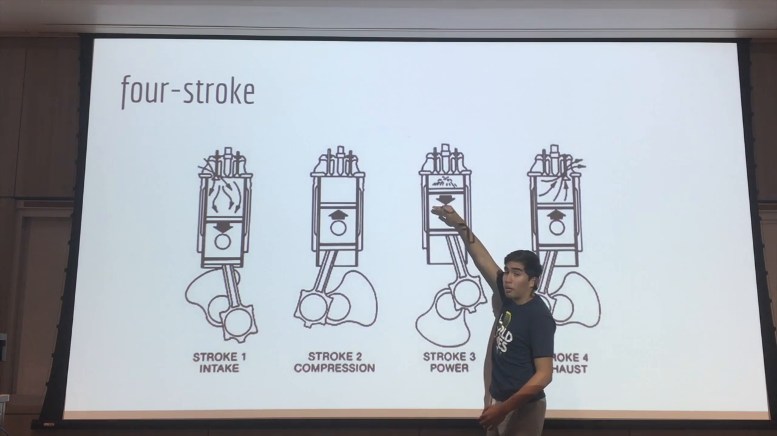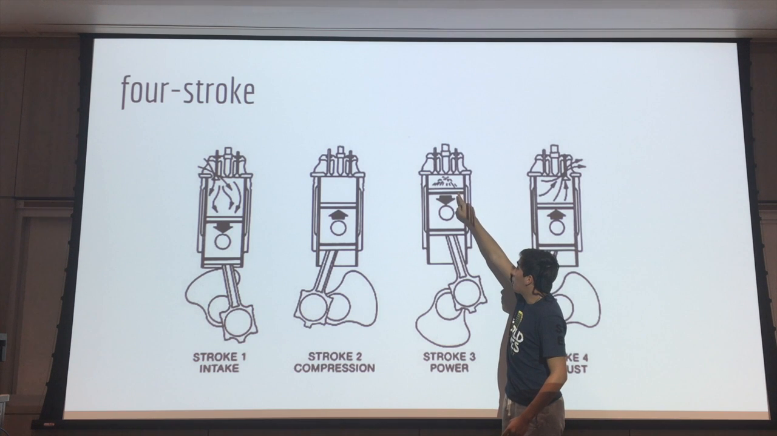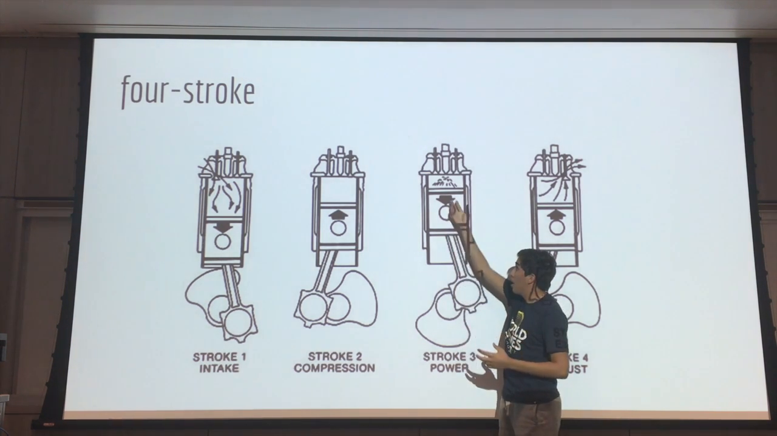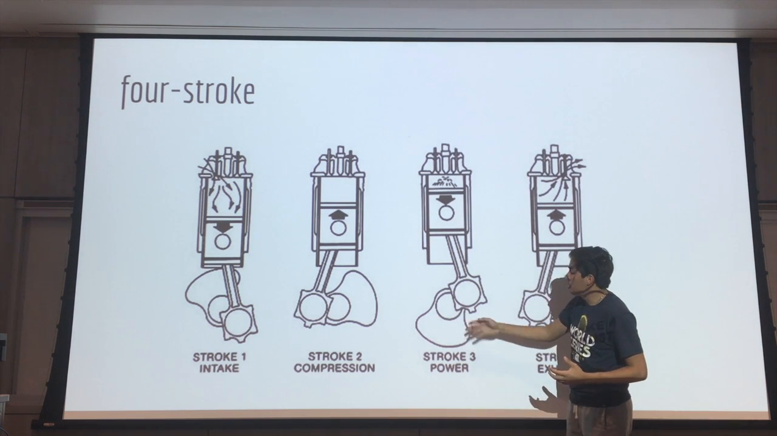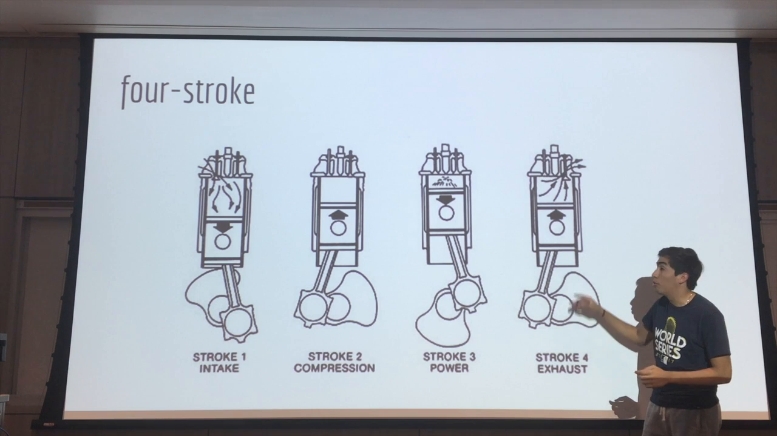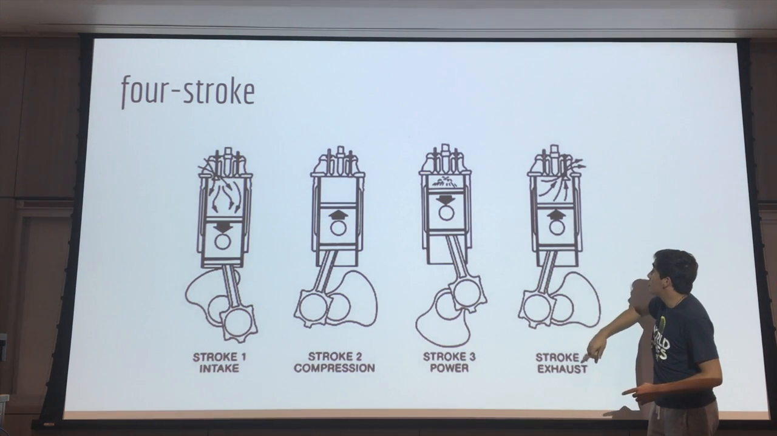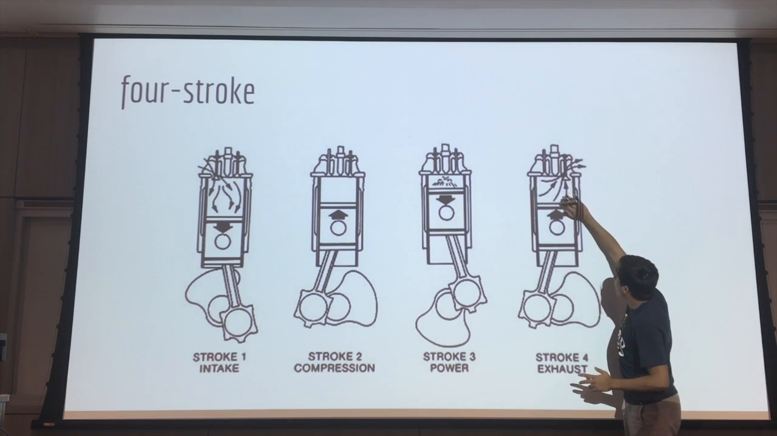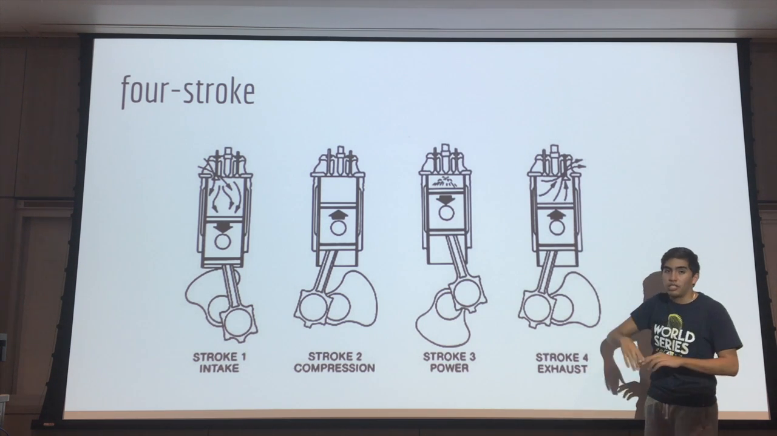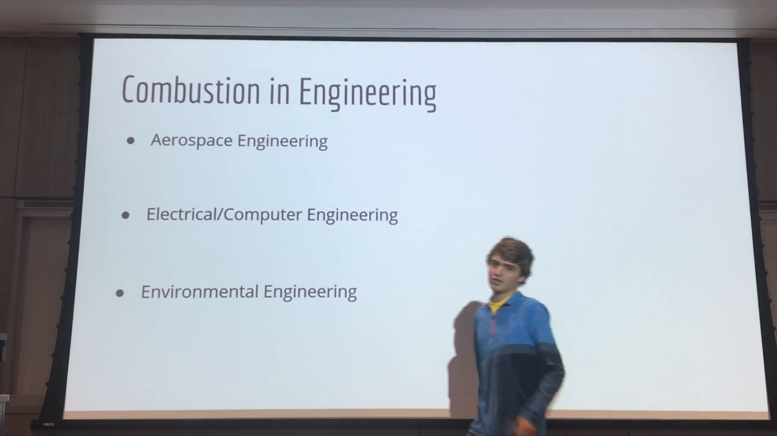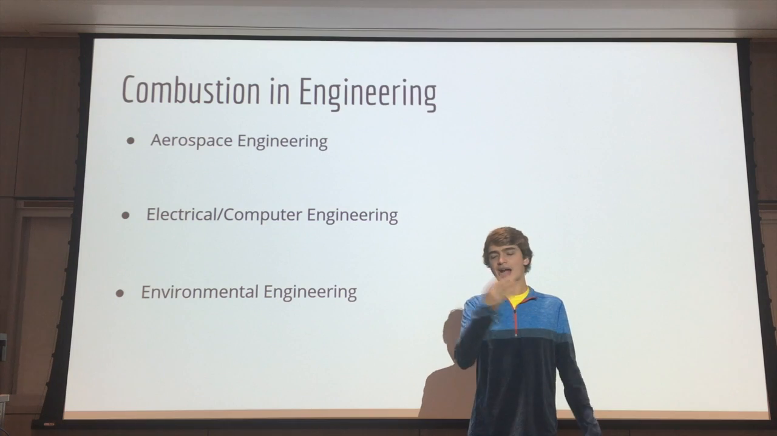When the fuel is fully compressed, the spark plug ignites the fuel, making it combust and pushing the piston downwards. This generates power or work, as you may call it. Then the exhaust. The exhaust valve opens and the piston goes back up again and lets all the gases go out of the system.